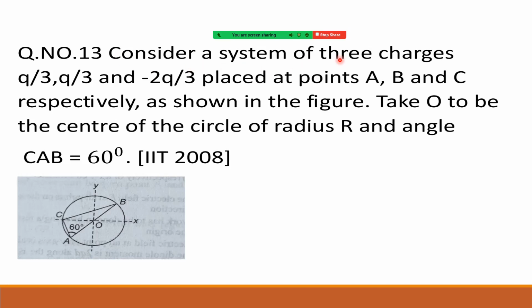Consider a system of three charges q by 3, q by 3, minus 2q by 3 placed at points A, B and C respectively as shown in the figure. Take O to be the center of the circle of radius R, angle CAB equal to 60.